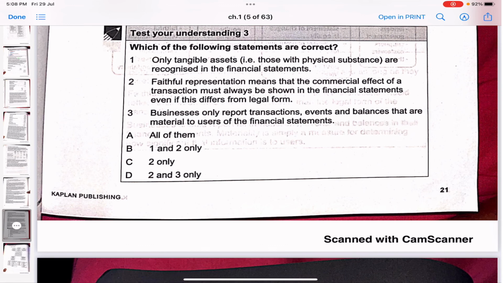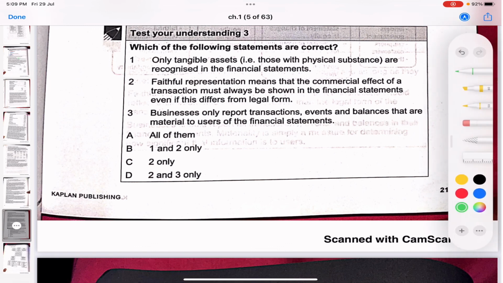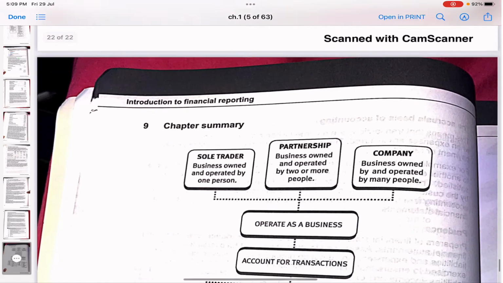Businesses only report transactions, events, and balances that are material to users of the financial statement. Is that true? Think about it. That's not true. Why? Because businesses must report things whether they are material or whether they are not material. They have to report anything and everything which is required. So the answer is C, which is 2 only.